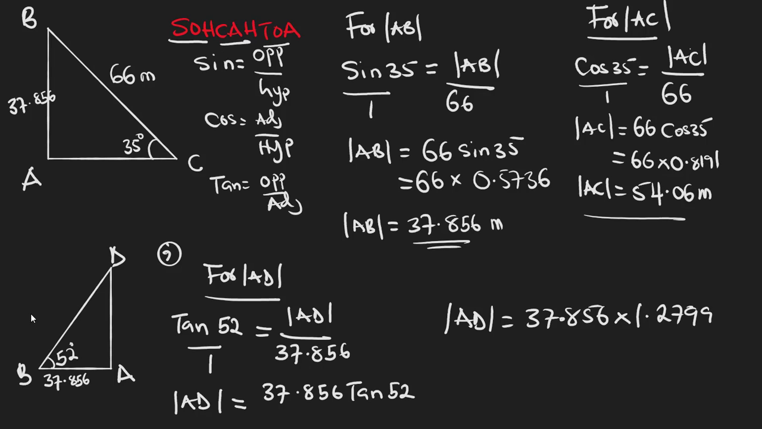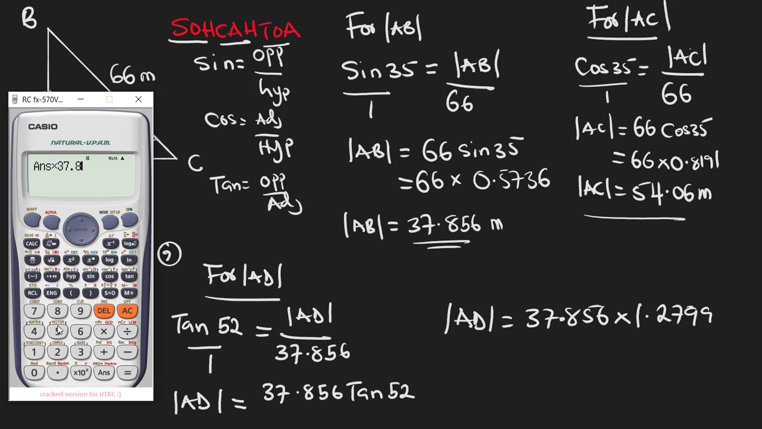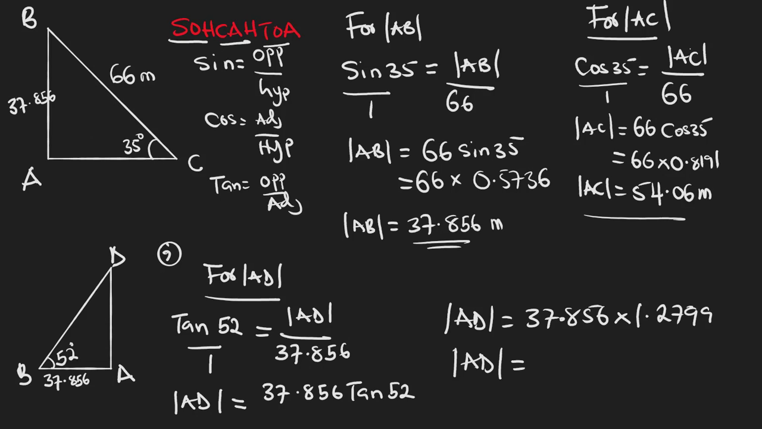1.2799, right? So multiply it now by 37.856 is 48.45 meters. So that's the height of our towers. And AD is equal to 48.45 meters.